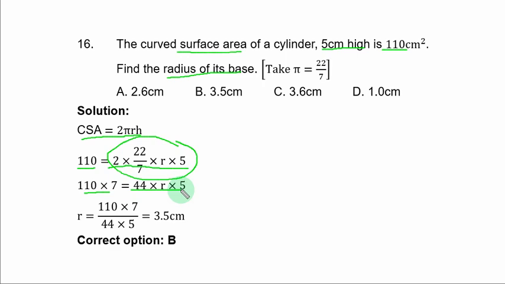To get r, divide both sides by 44 times 5. 2 times 22 is 44. So you have r equal to 110 times 7 divided by 44 times 5. If you multiply and divide, you have 3.5 centimeters as the radius. So B is the correct option.